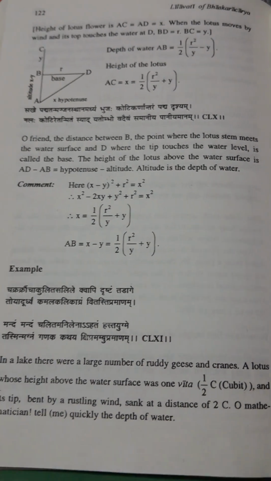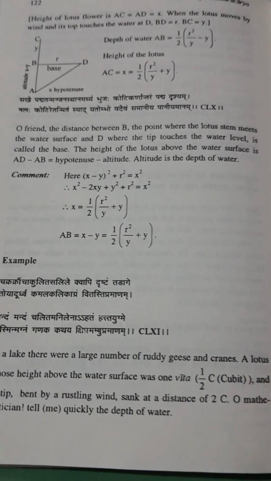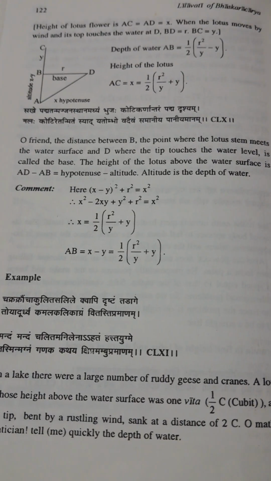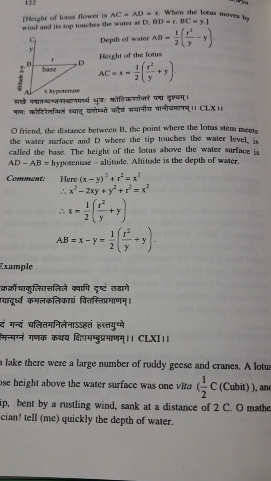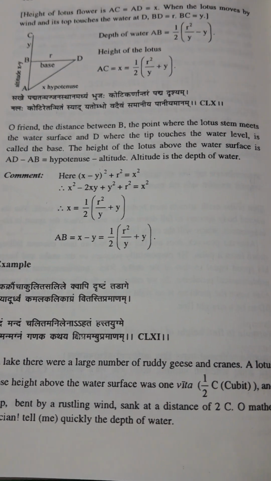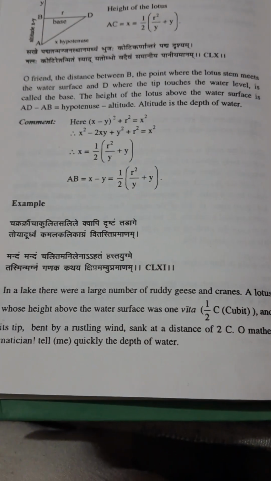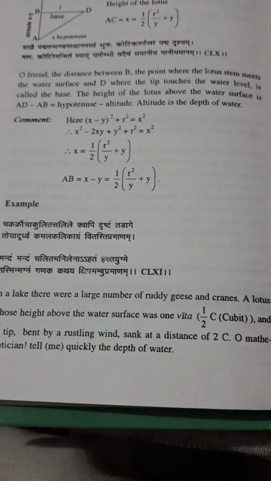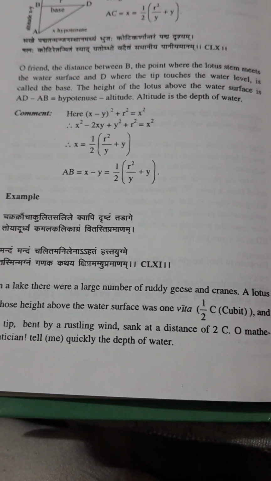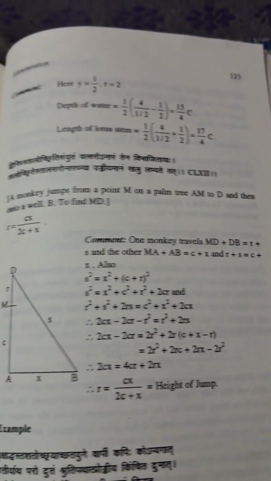See, actually it's an open problem, there are many solutions. So that is why the Y parameter is used. Okay, O friend, the distance between B and the point where the lotus meets the water surface, D, is the depth of the water. So actually, once he develops the formula, he explains how that formula is developed, and then the formula is used in an example.